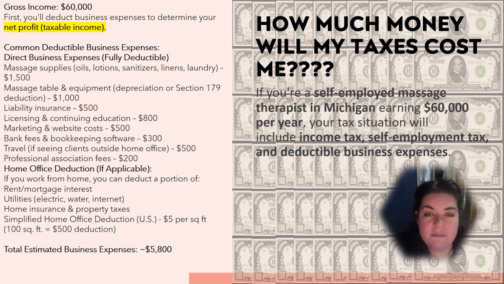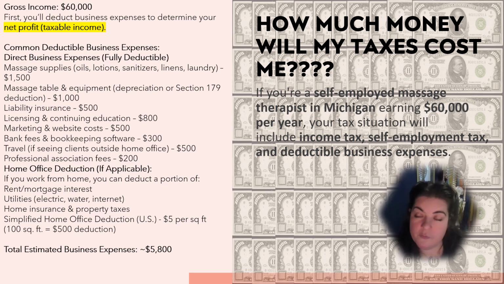You also paid a little bit for equipment. You paid some for insurance. You paid some for utilities. All right. So what are those deductible expenses that we can do? Like we talked about earlier, these can be massage supplies, it can be equipment, insurance, licensing, education, some marketing, website costs, bank fees, bookkeeping software. If you want to pay for something like QuickBooks, you can deduct that. Professional association fees, all right, like if you're a member of AMTA or ABMP, something like that.